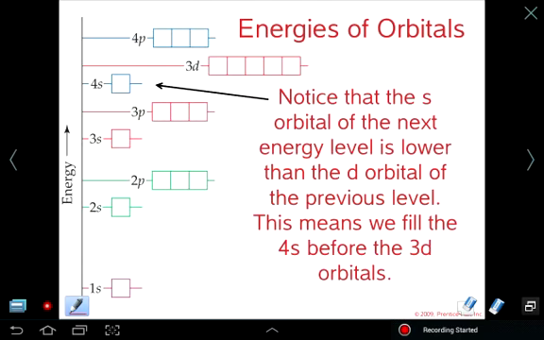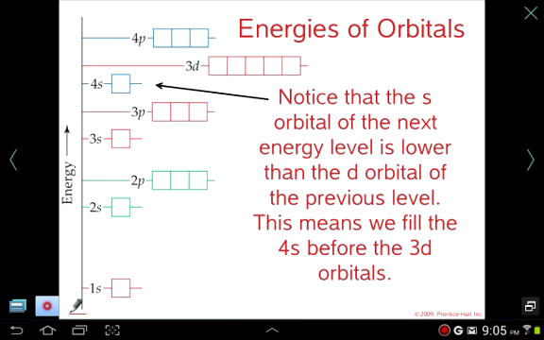Okay, this will be lesson 4 of chapter 6, and we'll begin by talking about something called the energies of orbitals. We spoke about orbitals last time and how electrons exist in these orbitals, which essentially are three-dimensional graphs of the probability of electron density. A lot of words for just saying where the electron is found.